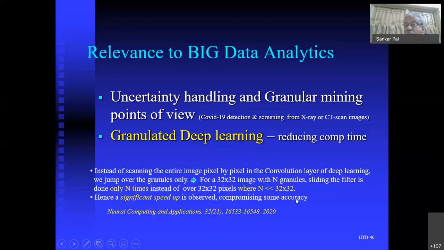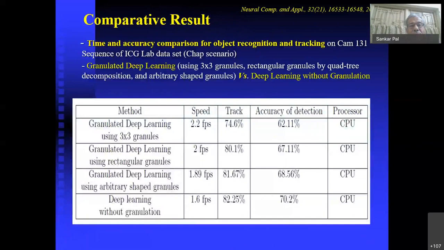Nothing is free. So look at the example: deep learning without granulation, and with granulation, 3x3 simple rectangular granule and arbitrary shaped granule. You look at the speed on CPU, 1.6 frames per second, 2.2. Tracking accuracy falls from here to here. Accuracy of detection reduces from here to here. Now let's consider these two, very close. Still you see that you are gaining.